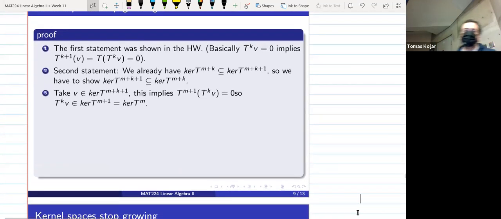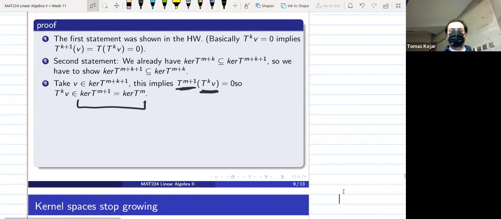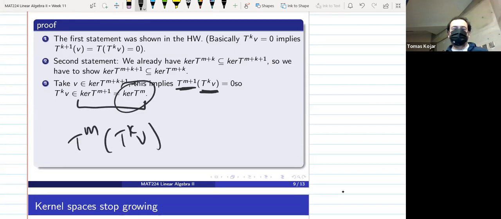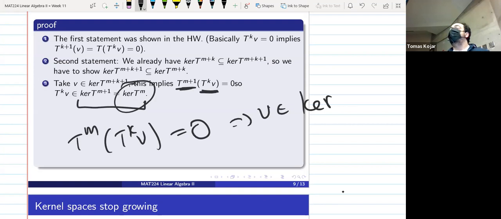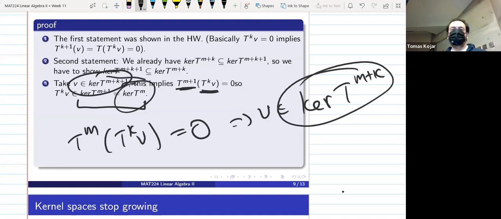So it's kind of weird, right? By doing this rearranging, it says that this guy is in the kernel of that guy, right? But then we have this by assumption. Since it's in here, I will write it again in the slides. It means that this guy is zero, which means that V is in the kernel of who? In the kernel of T^(m+k). So we showed that going from V in this, you're in here, which is the inclusion we want. Is that okay?